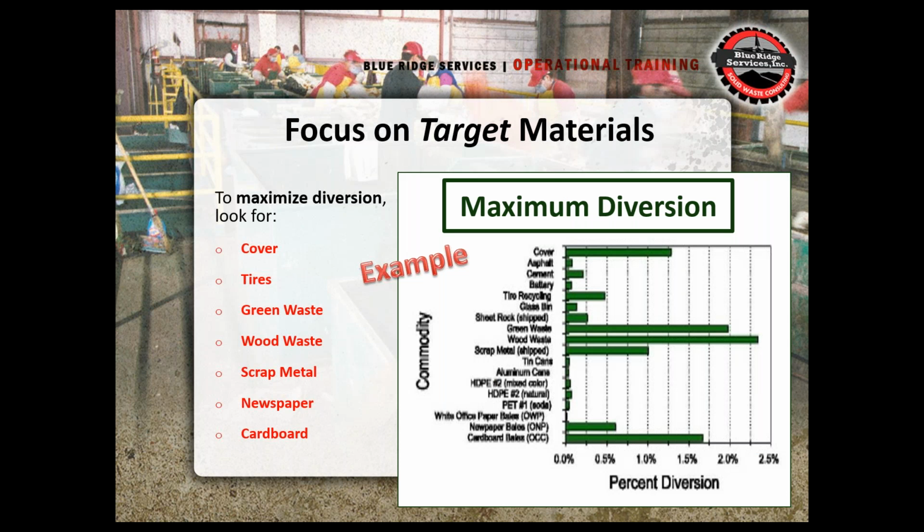So let's suppose that we wanted to maximize diversion. I'm sorry this is not super clear, but this is a chart that shows how much diversion is available for these different types of commodities. So if we're trying to maximize diversion, forget costs, forget revenue, we're trying to divert as much as possible. We're going to go for the things that represent the most potential diversion. We're going to go after the cover material. We're going to go after tires and green waste and wood waste and scrap metal. We're going to go after newspaper, and we're going to go after cardboard. If we want to maximize diversion, we need to focus on those commodities in the waste stream that represent the most tonnage, because that's where we're going to get the most diversion.